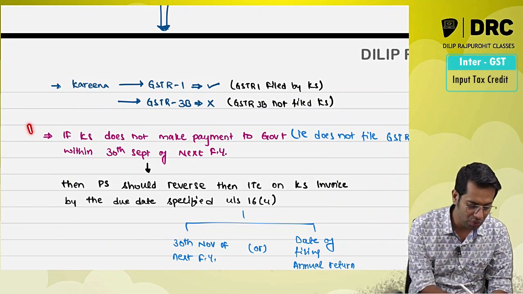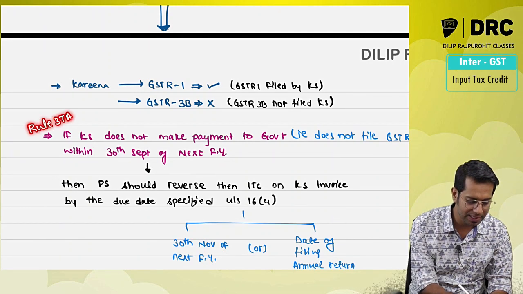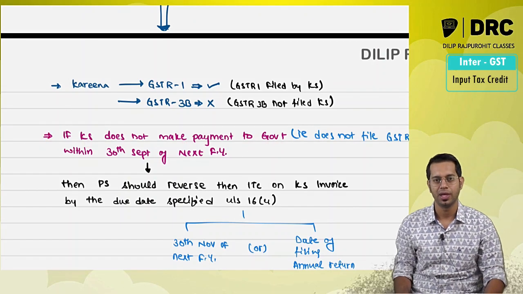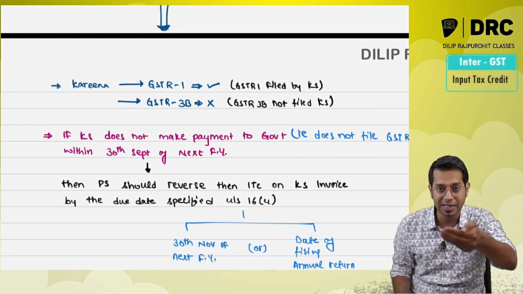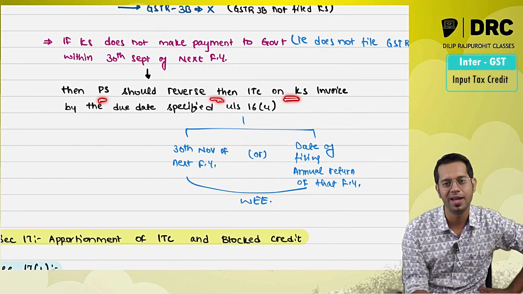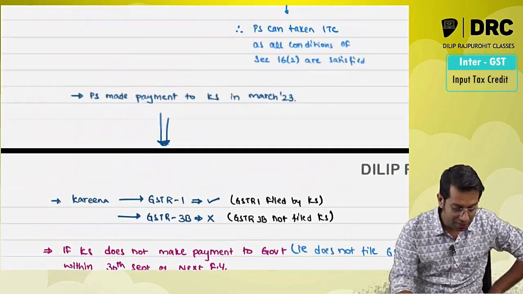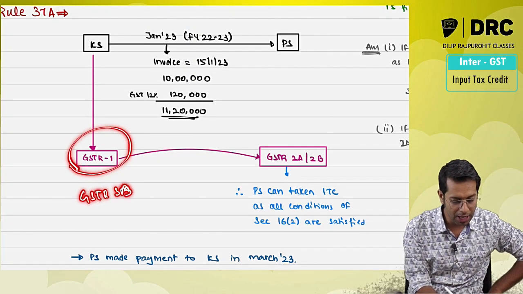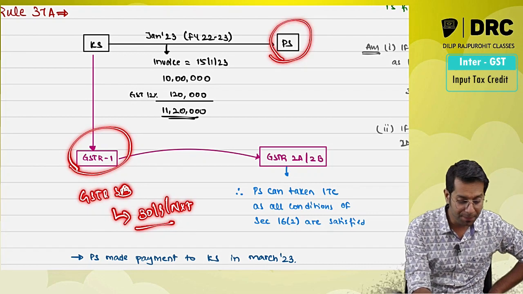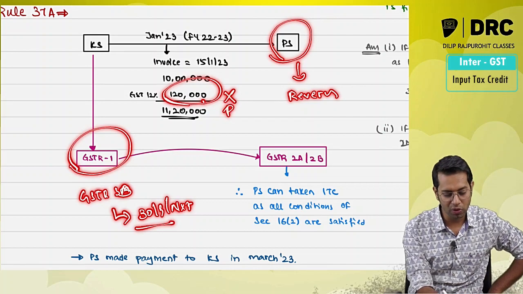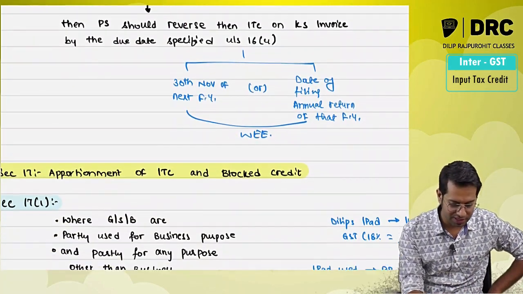Now what is the law telling? This new rule 37A says, if Karina does not make the payment to the government by 30th September of the next financial year, then Priya Sadis should reverse the input tax credit on Karina's invoice. If Karina has filed her GSTR1 but is not filing her GSTR3B by 30th of September of the next financial year, then Priya will have to reverse the input tax credit she had taken.